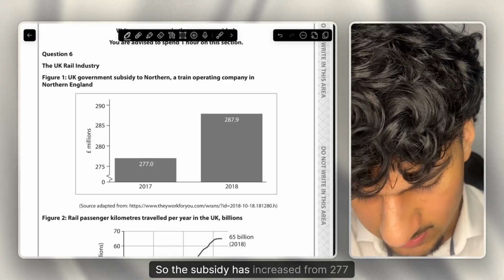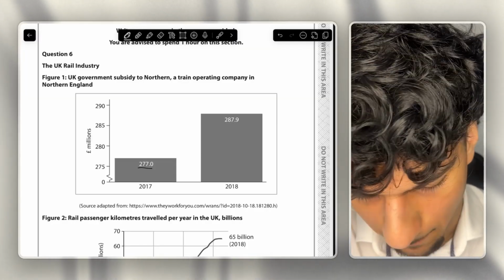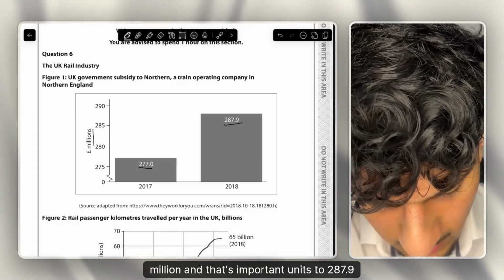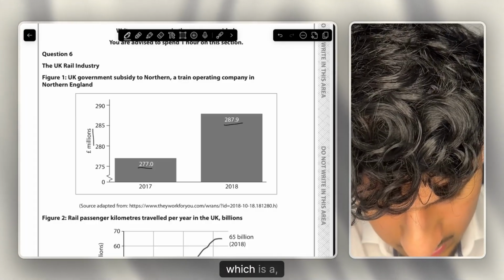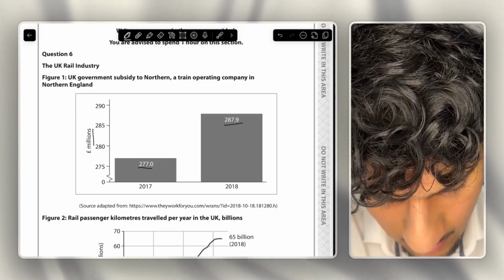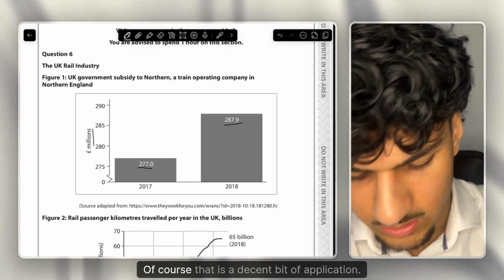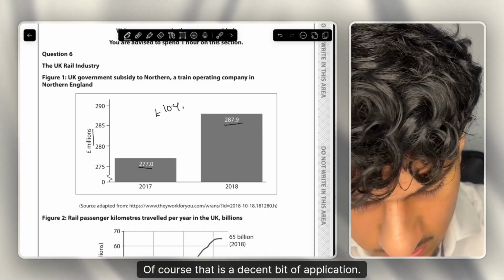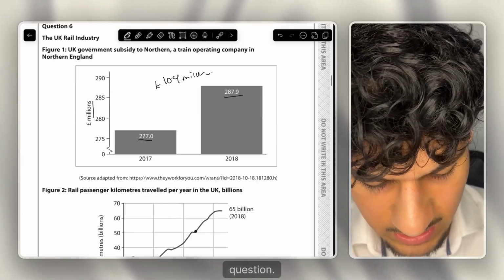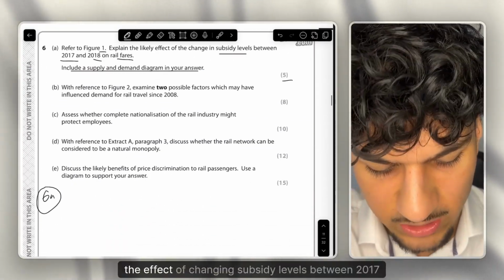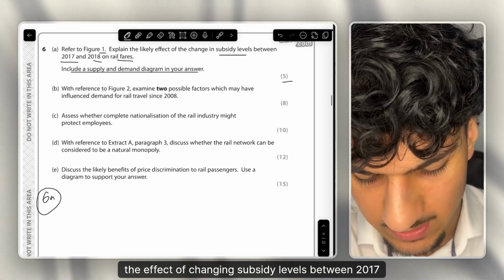So the subsidy has increased from 277 million, and that's important, units, to 287.9, which is a 10.9 million increase in subsidy. That is a decent bit of application, so we'll be including that in my 5-mark question, since the 5-markers do have application marks. But yes, the effect of the change in subsidy levels between 2017 and 2018.